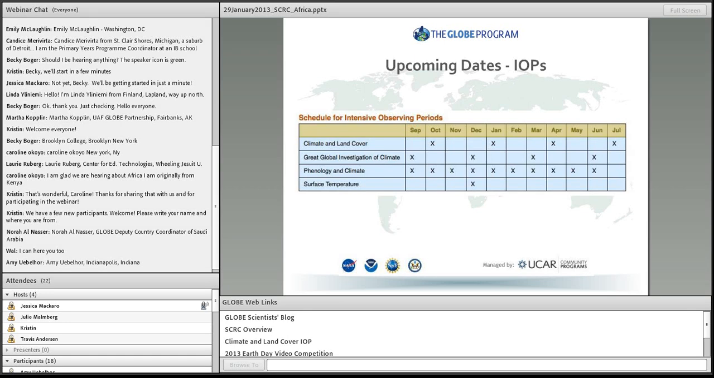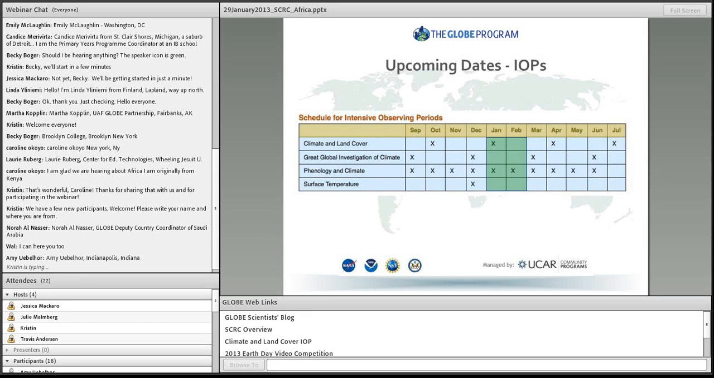So moving on to upcoming dates that we have for the rest of the campaign in the next few months. As I mentioned, the Climate and Land Cover campaign is going on for the next 2 days, so please go out and take some pictures. Phenology and Climate is also going on. I know as the seasons are about to transition, you might be either about to start bud burst and green up, or you may be looking at green down. So going out and starting to take some observations of your study sites is great to do now.